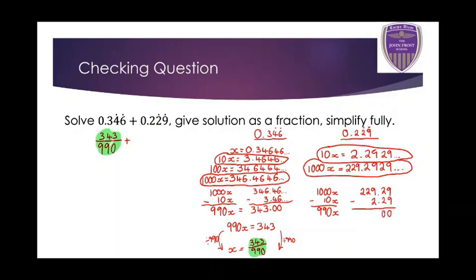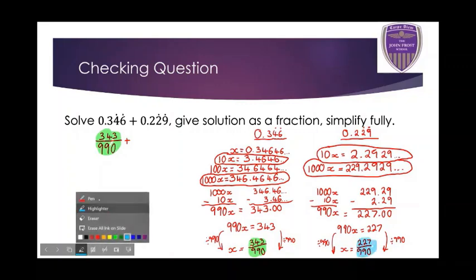Okay, so everything after the decimal point is going to be a 0. 9 take away 2 is 7. 2 take away nothing is 2. 2 take away nothing is 2. So we've got 990x is equal to 227. Divide them both by 990. And we get x is equal to 227 over 990. Let's use a different color highlighter. Let's go for blue. So this answer here.